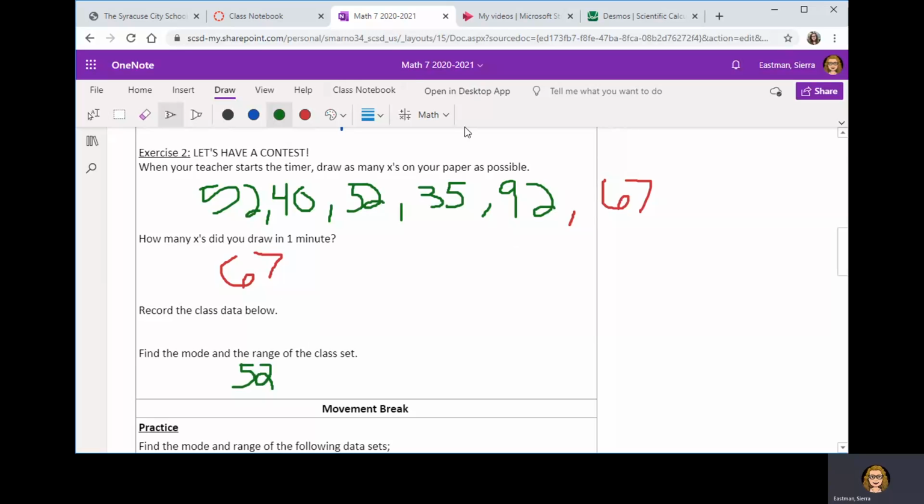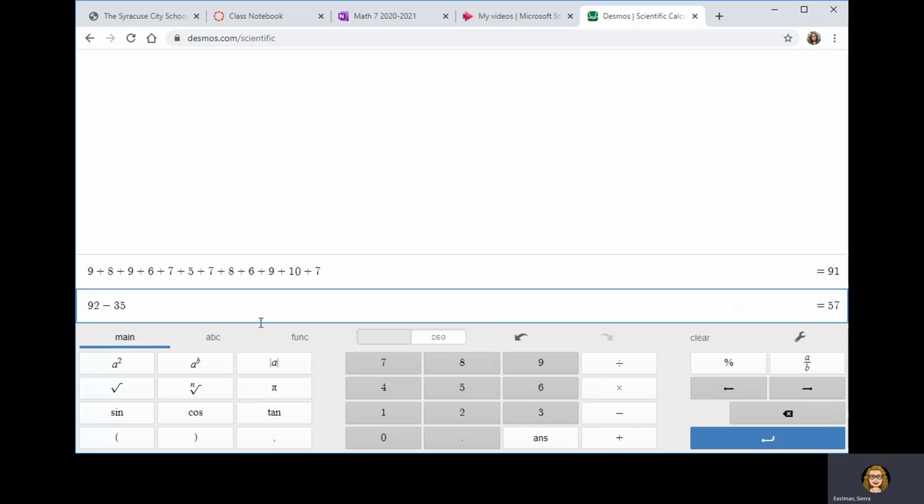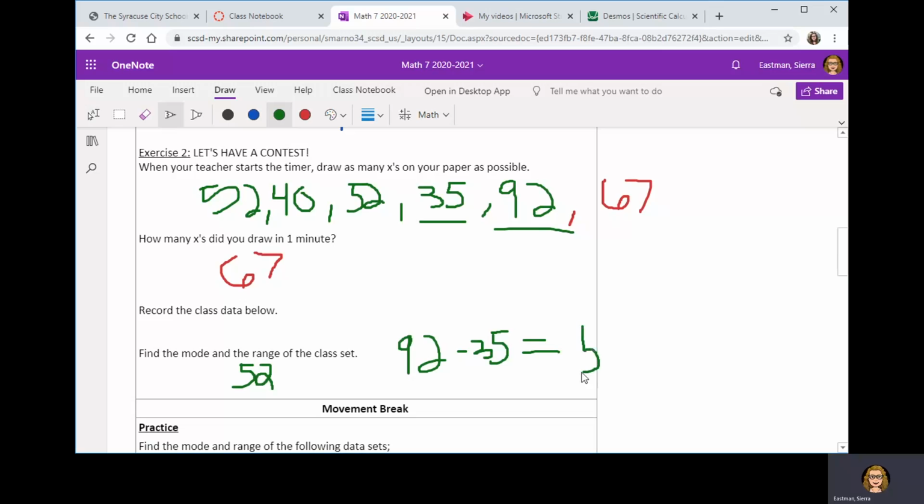And then the range of this set is going to be our highest number, 92, minus the lowest number, 35. I'm going to go ahead and put that right in my calculator. And that will be our range. Okay, mode is 52. Range is now going to be 92 minus 35. Our range is 57.